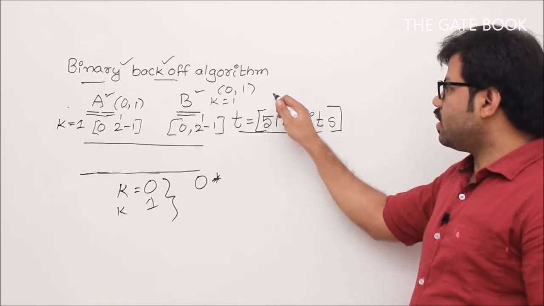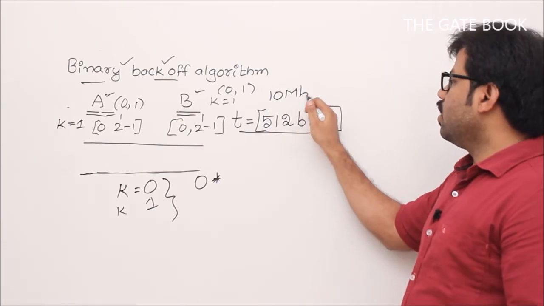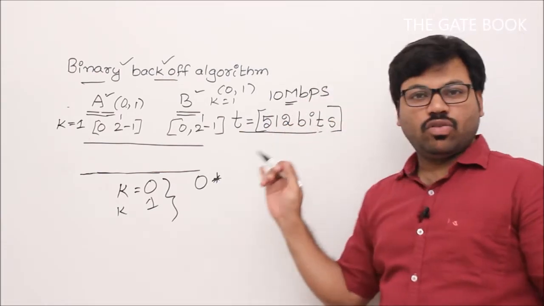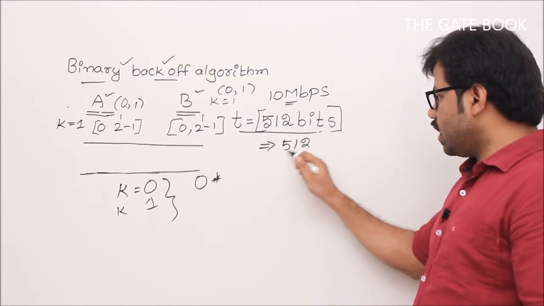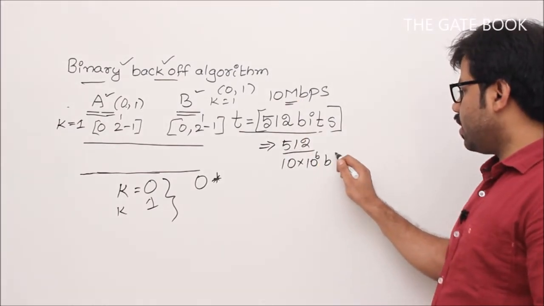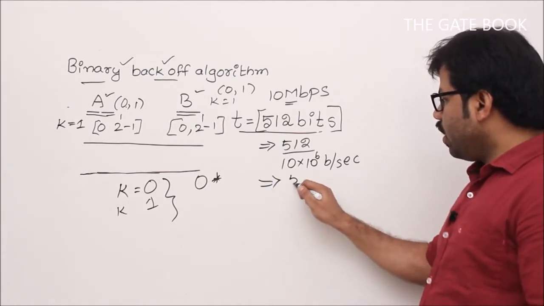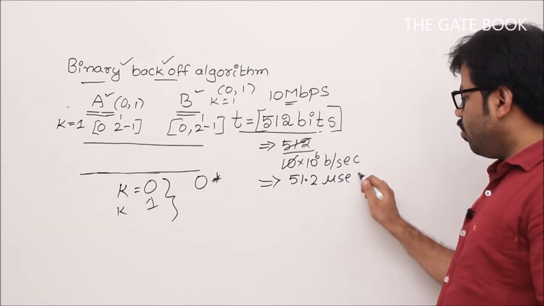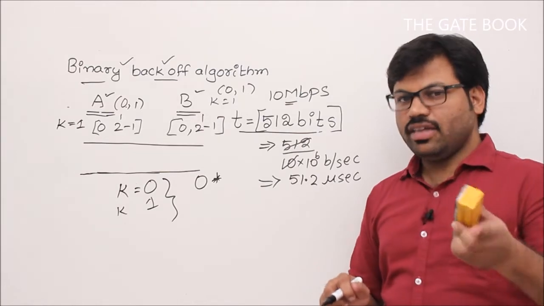For good understanding, assume that, let's say, this channel's bandwidth is 10 Mbps. If the channel bandwidth is 10 Mbps, then to send 512 bits, what will be the time? Definitely frame size 512 bits divided by 10 into 10 to the power 6 bits per second, isn't it? Then if you convert it into seconds, it will be 51.2 microseconds, right? But why this 512 bits transmission time, we will be learning in Ethernet.